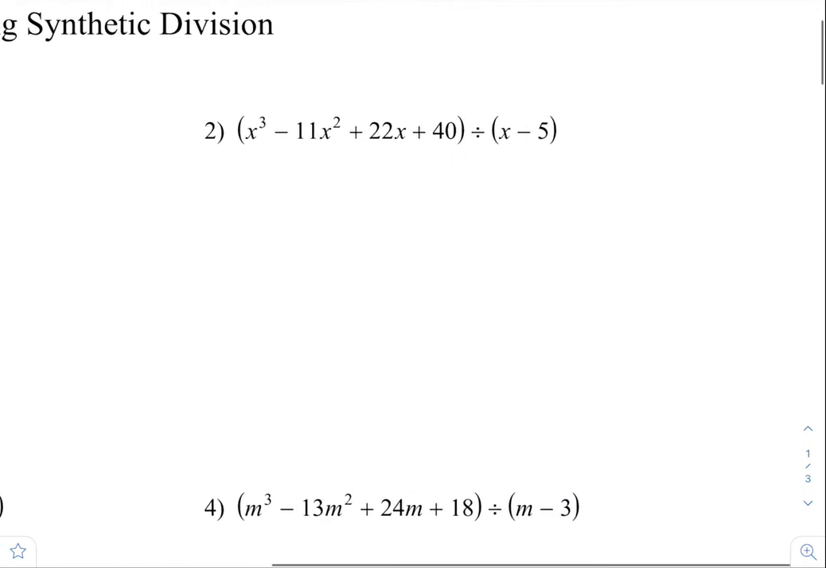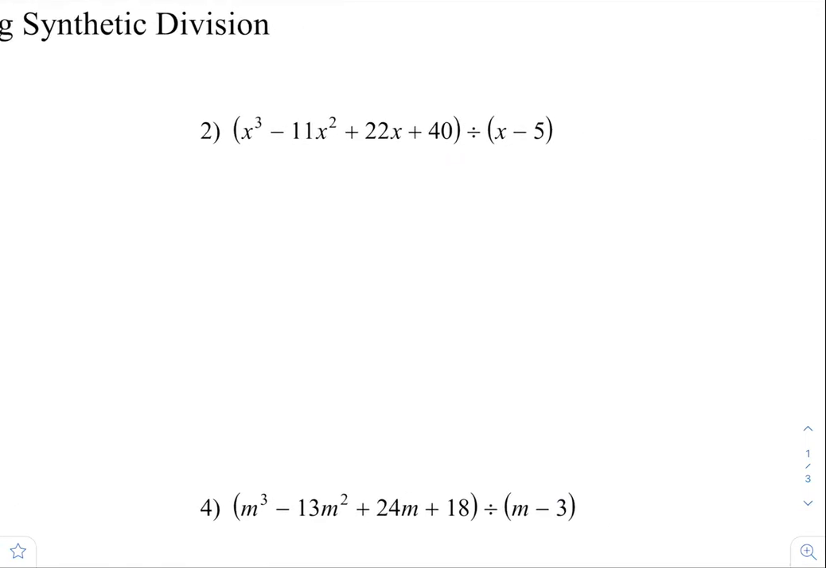Okay, number 3. So set this equal to 0, which, once you solve that, x is going to equal 5, right? We put that in the division box and we write down the coefficients right there. So 1, negative 11, 22, and 40. We drop the 1 down, and then we start to do synthetic division, right?